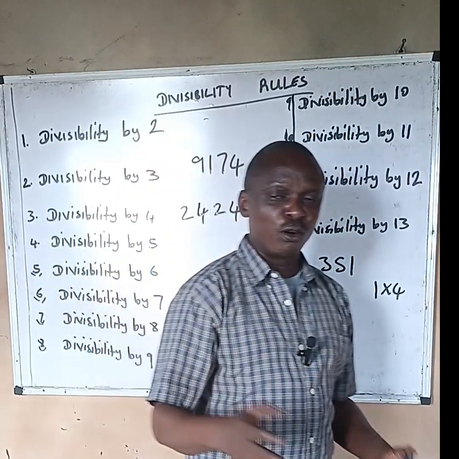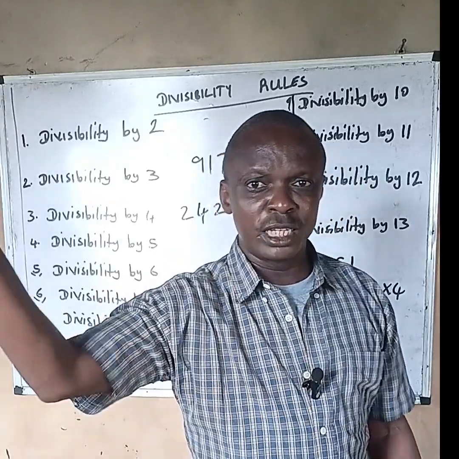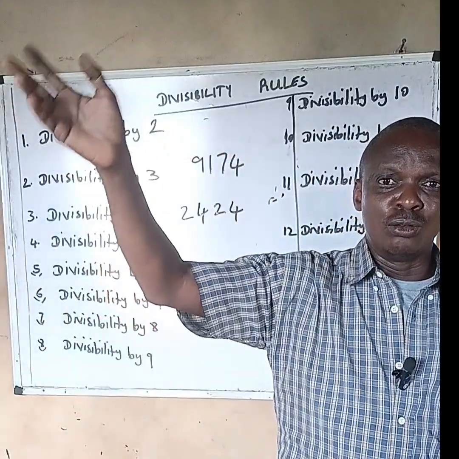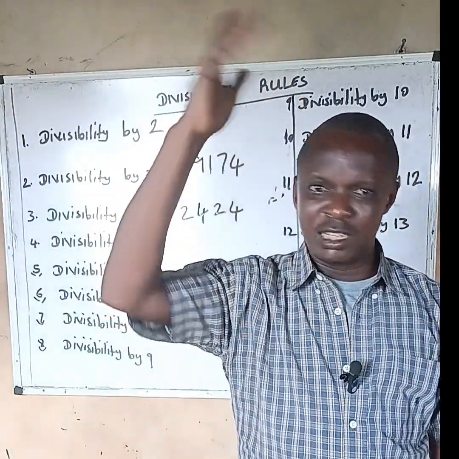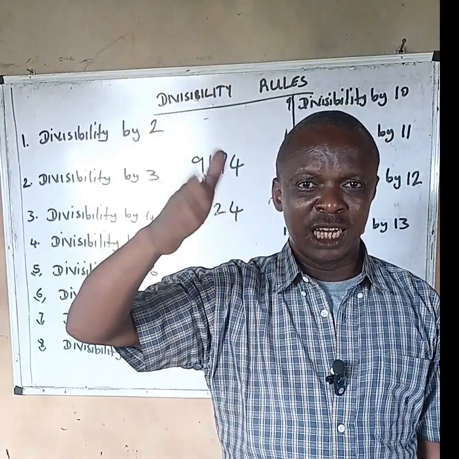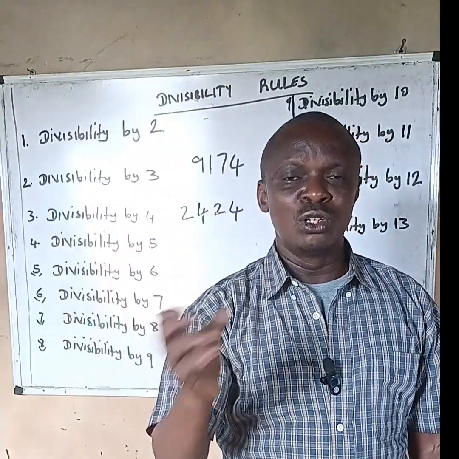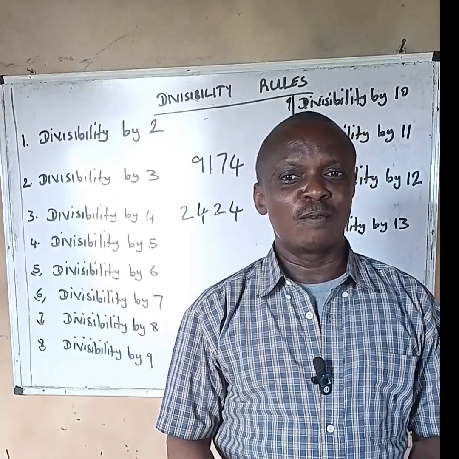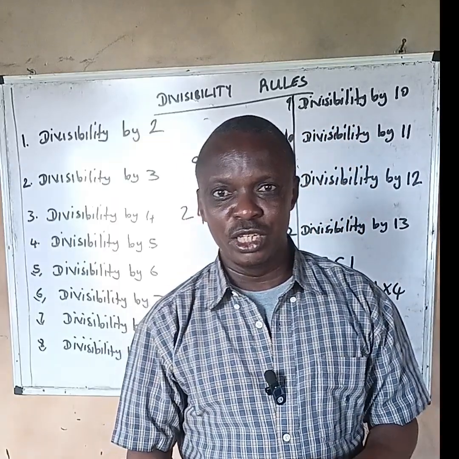And so on and so forth. We can take them up to 20: the numbers that 14 can divide, 15 can divide, 16 can divide, 17 can divide, 18 can divide, 19 can divide, and even 20. So these are some of the divisibility rules.